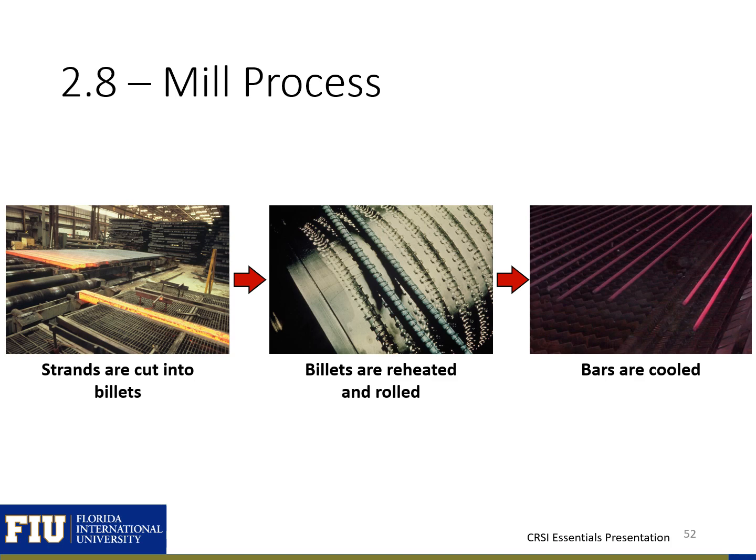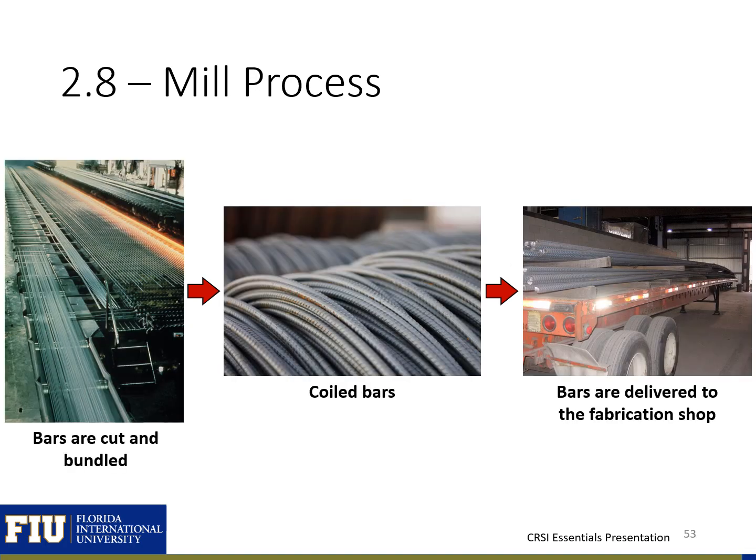A sample of steel is taken again for material and physical testing. The reinforcing bars are then cut into straight lengths and bundled. Some plants may roll the smaller reinforcing bars into coils. The smaller bars are frequently used in fabricating stirrups or ties. Finally, the bars are delivered to the fabrication shop where they will be fabricated based on the structural drawings and design specifications.